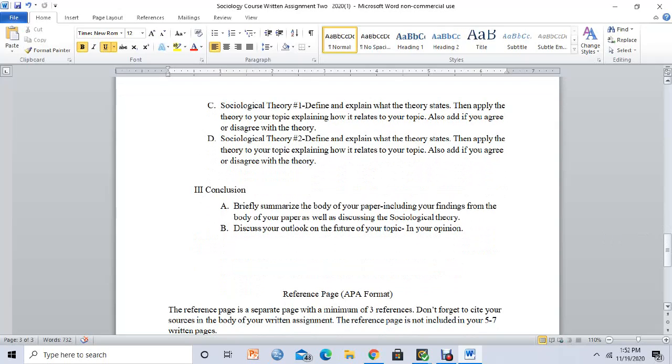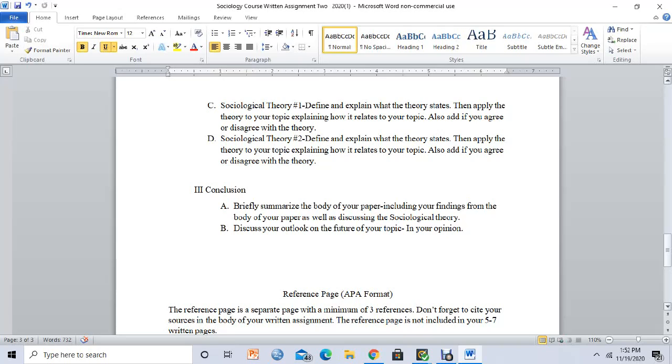In the first paragraph of the conclusion, you're going to briefly summarize the body of your paper, everything that you talked about, including any findings from the body of your paper, as well as discussing the sociological theory. The conclusion is to summarize everything you talked about, anything that you've learned from the beginning of writing your paper.